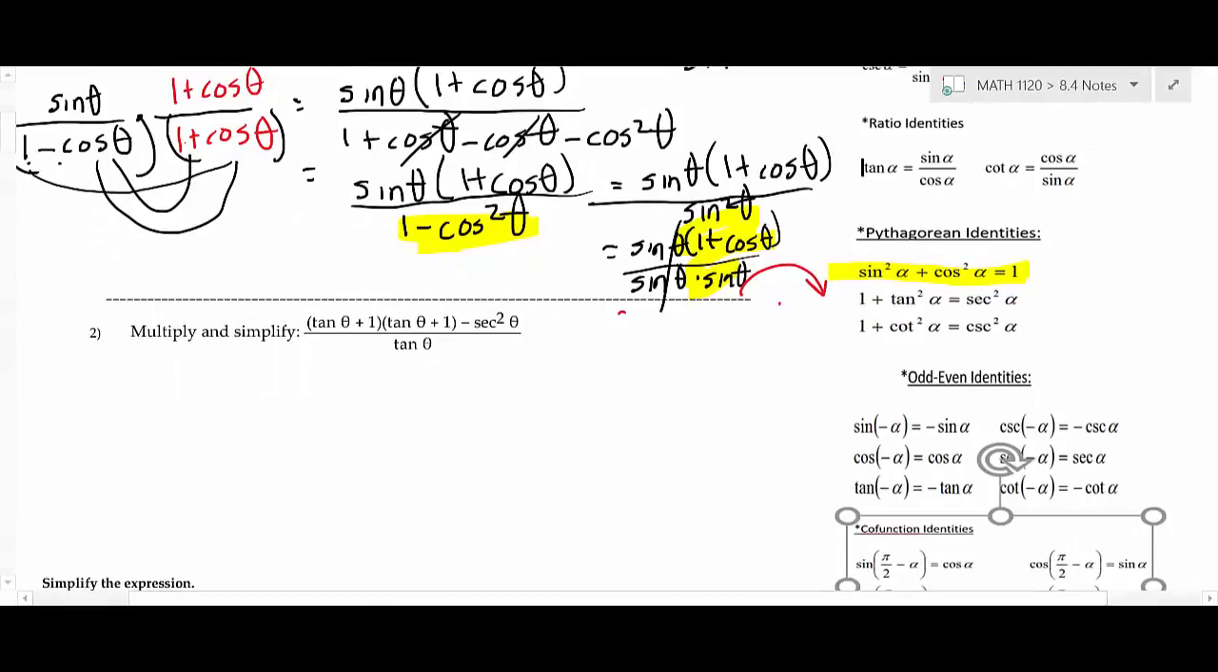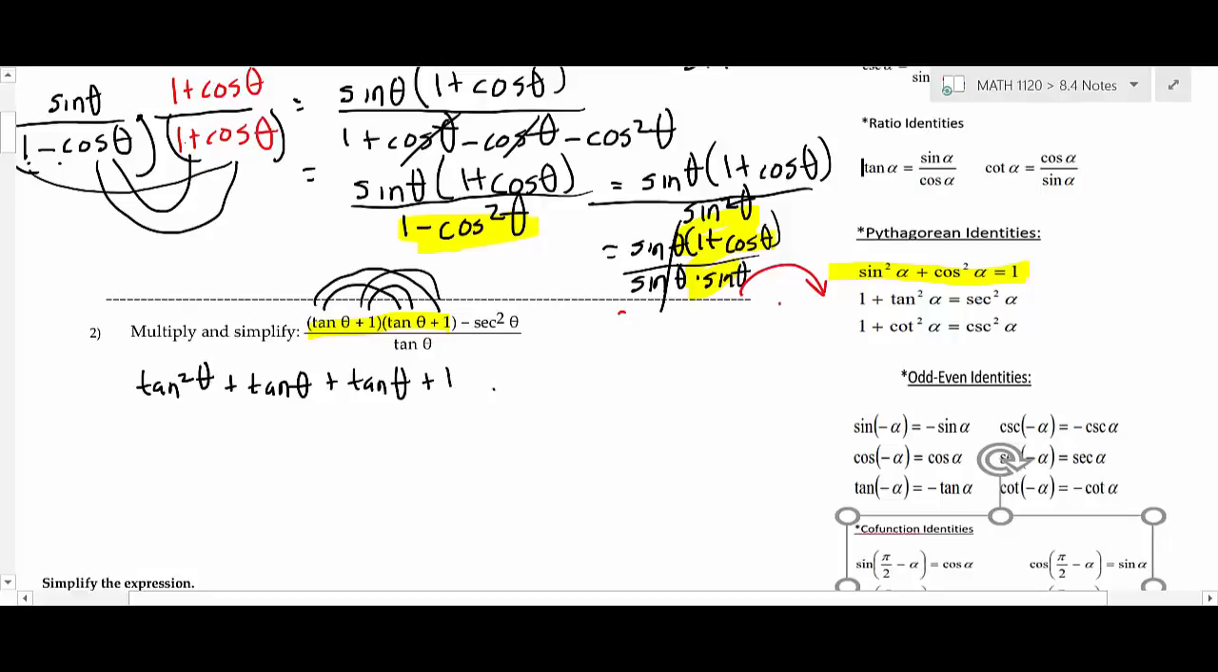Okay, so the next thing I want to look at is this expression. We're just going to multiply this out. If you look at this right there, that looks like FOIL, doesn't it? So just start FOILing it. You can do it in your head. The first term is tangent squared theta. The outside term is plus 1 tangent theta. The inside term is the same thing, 1 times tangent is tangent theta. Then the last term, 1 times 1, is plus 1.